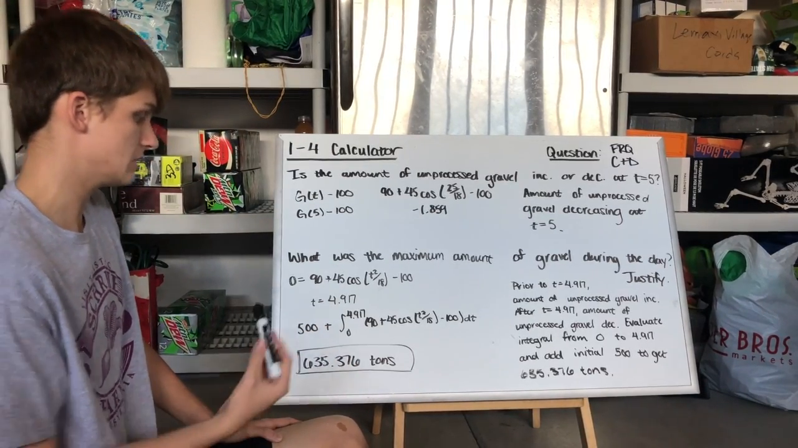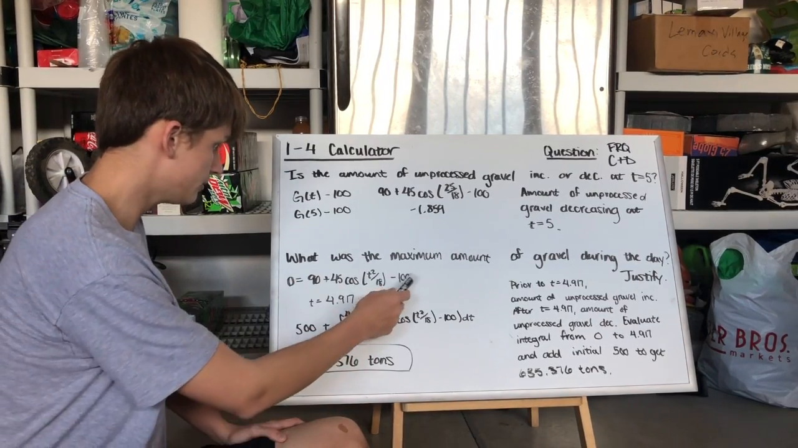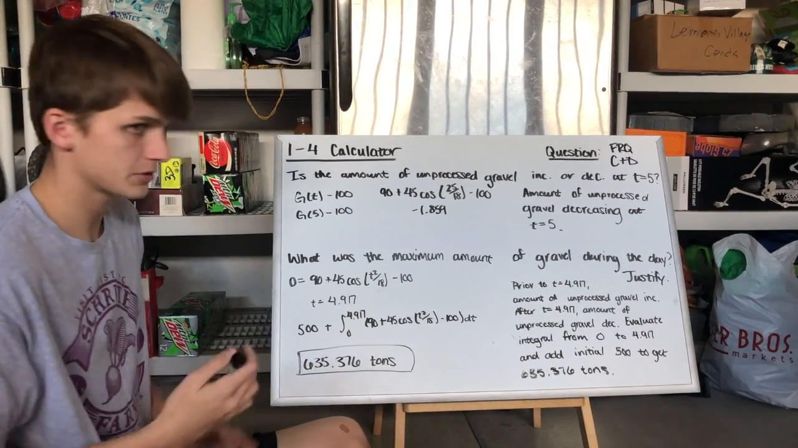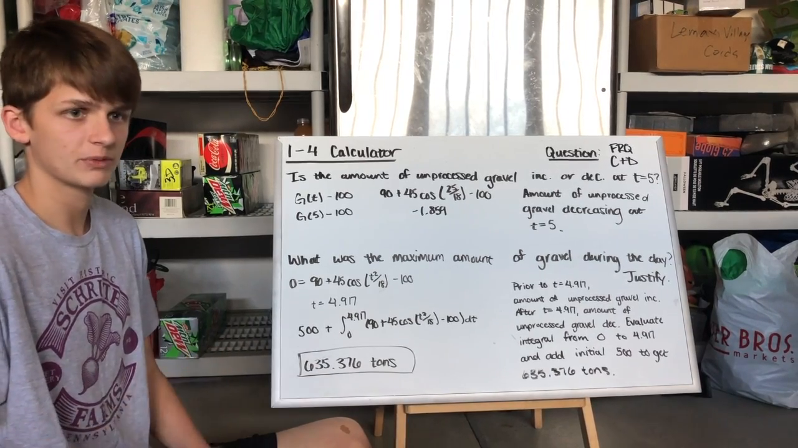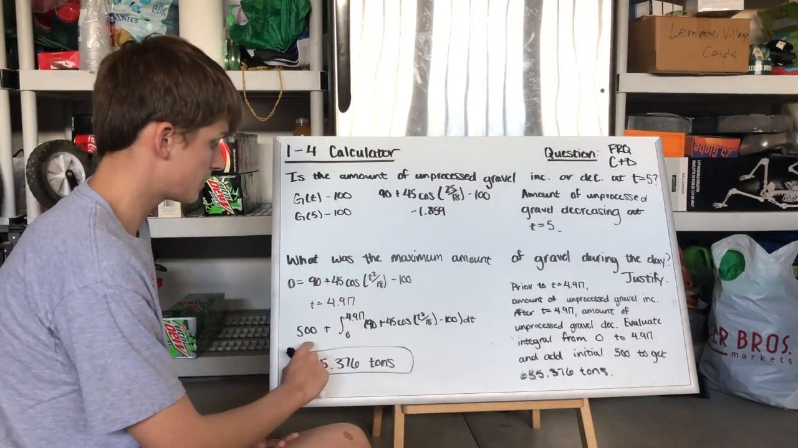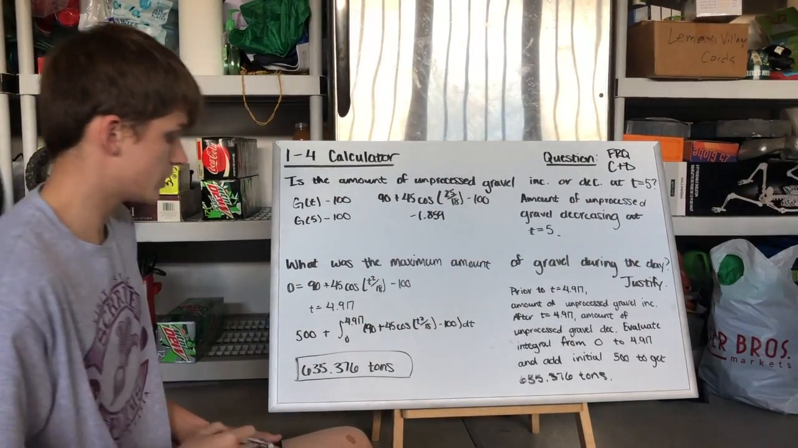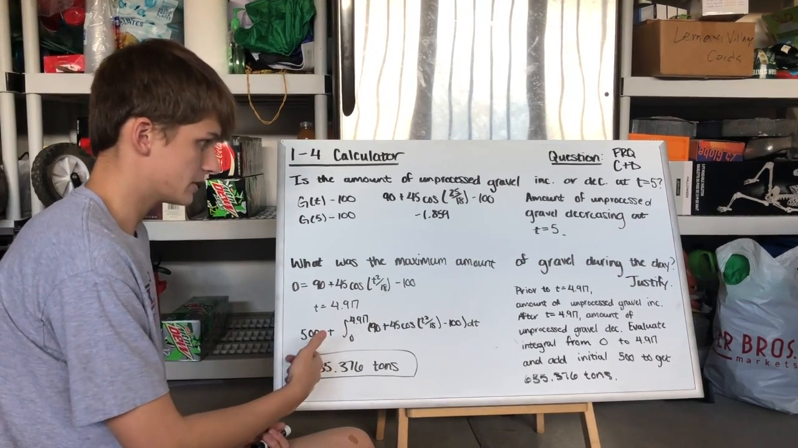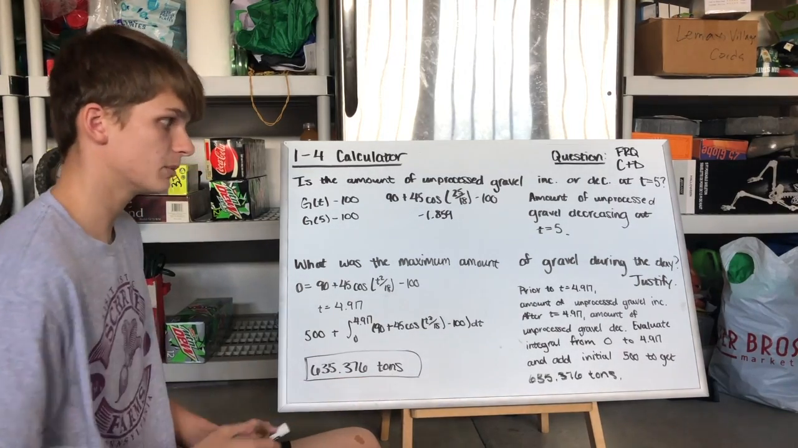So then what we do is we evaluate the integral of this equation from 0 to 4.917, but we also have an original 500 tons of unprocessed gravel from the beginning of the problem that we have to add in as well. So we have the 500 plus this whole integral. This whole integral came out to be 135.376 tons, and then the 500 original tons of unprocessed gravel get added to that to get this number.